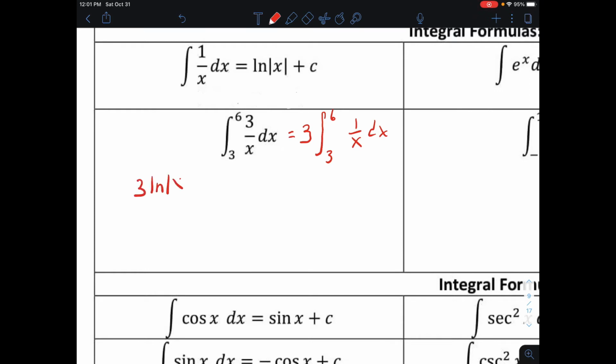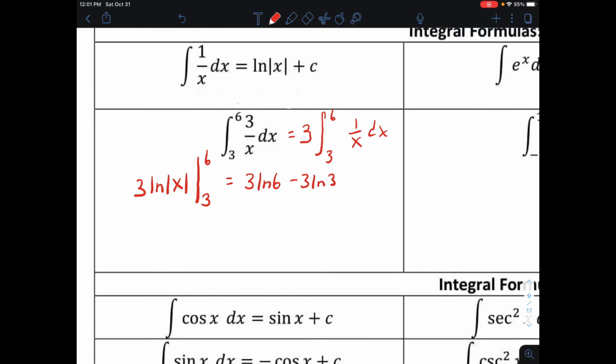So we would have basically 3 times the natural log of the absolute value of x would be the antiderivative. I'm not going to put plus c, because for definite integrals, you don't have plus c. You only do that for indefinite integrals. And so we're going to do our evaluation line from 3 to 6. And then we're going to plug in. So we would have 3 times the natural log of 6 minus 3 times the natural log of 3.